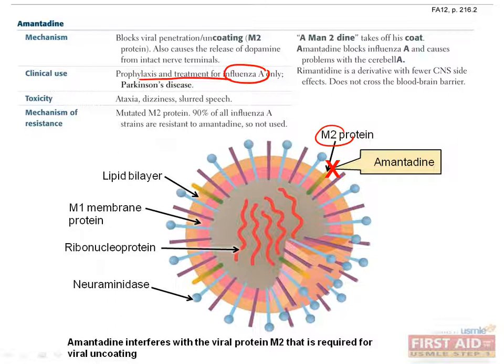It does, however, have utility in the treatment of Parkinson's disease, as this drug also stimulates the release of dopamine from intact nerve terminals. The unpleasant cerebellar side effects, including ataxia, dizziness, and slurred speech, are also a deterrent to the use of amantadine. Rimantadine, another derivative, has fewer CNS side effects, and it does not cross the blood-brain barrier.